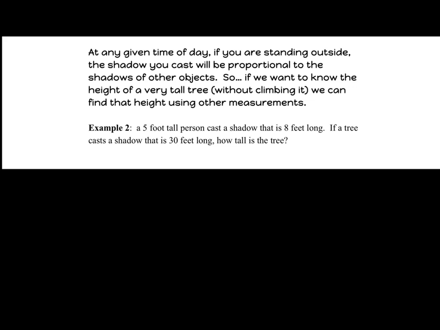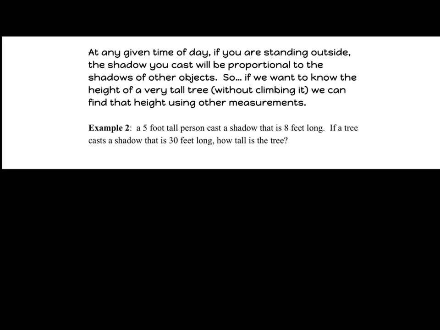Next, we're going to look at some application problems. And these problems have to do with a shadow being cast. So it states at any given time of a day, if you are standing outside, the shadow you cast will be proportional to the shadows of other objects. So, if we want to know the height of a tall tree without climbing it, we can find that height by using other measurements. And the first example we have is a 5-foot tall person casts a shadow that is 8 feet long. If a tree casts a shadow that is 30 feet long, how tall is the tree?